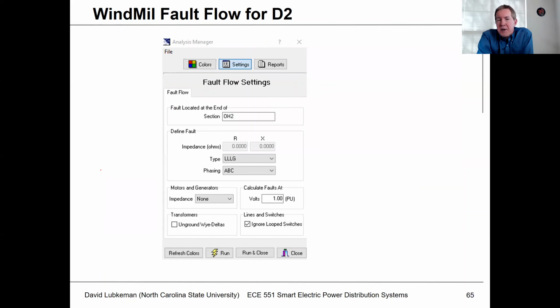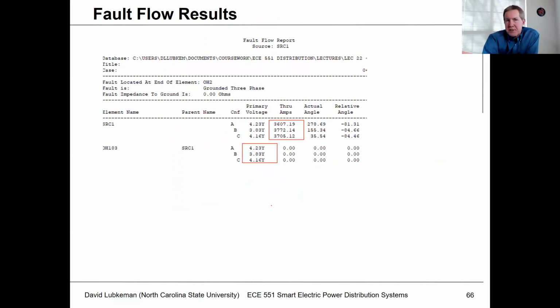What I do is I use WindMil fault flow, and what you do is you select where you want the fault placed, and so you select overhead line segment number 2. You pull up the analysis manager for fault flow. You'll see overhead 2 is selected, and you set this up for a line to ground fault, phasing A, B, and C. What this is going to assume, if I have 1 per unit here, is that I'm doing these calculations assuming a source voltage of 1 per unit, which is reasonable, nominal. And then I get the fault results.